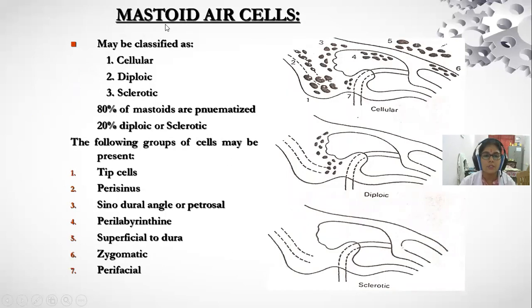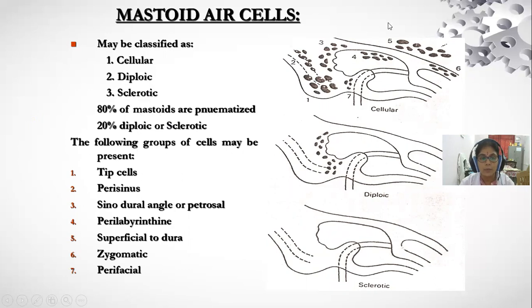So what are the different types of mastoid air cells? Mastoid air cells may be classified as cellular, diploic, and sclerotic. 80% of the mastoids are pneumatized, 20% are diploic or sclerotic. The following groups of cells may be present. There can be tip cells. These are the tip cells. These are the perisinus cells. These are the sinodural angle cells.